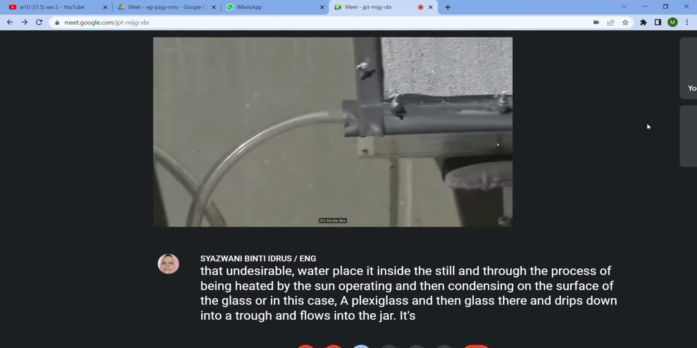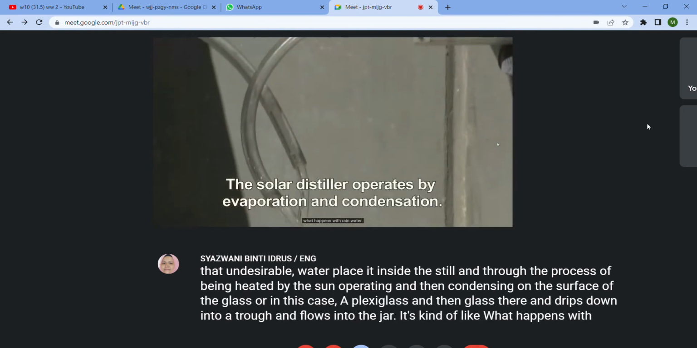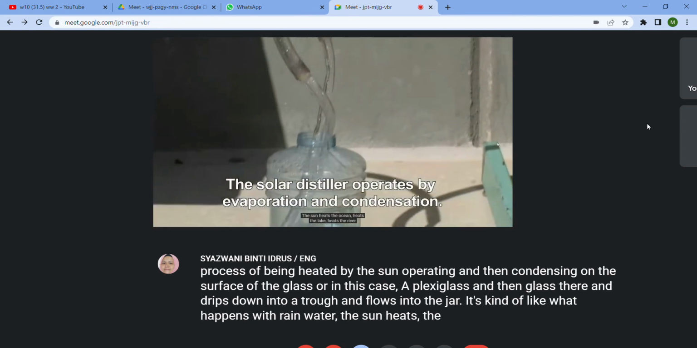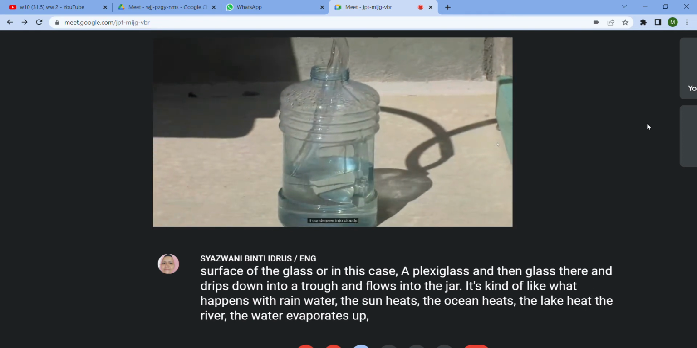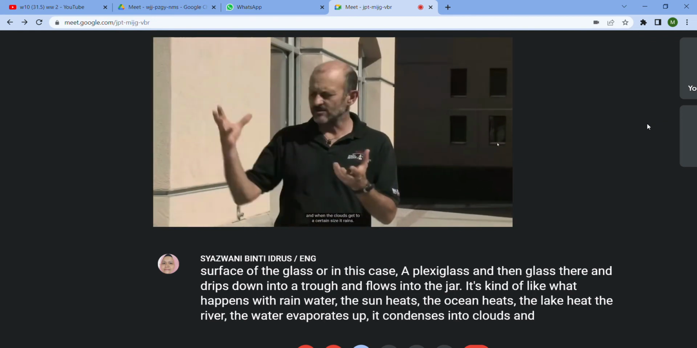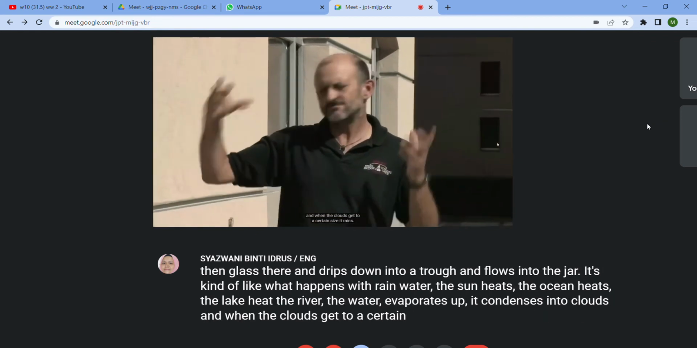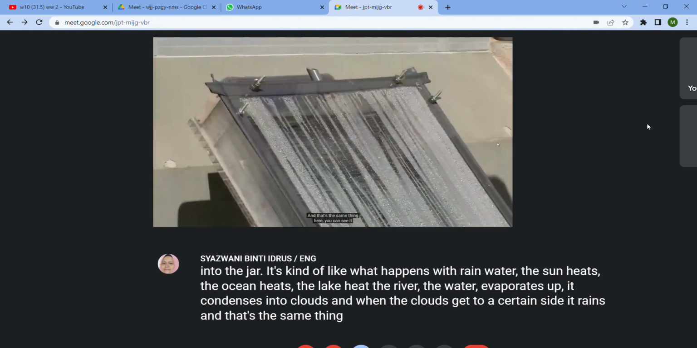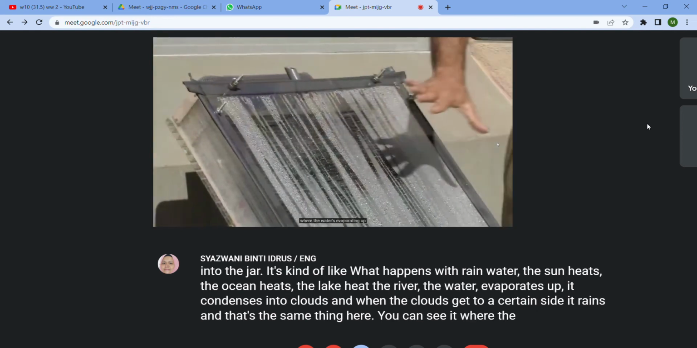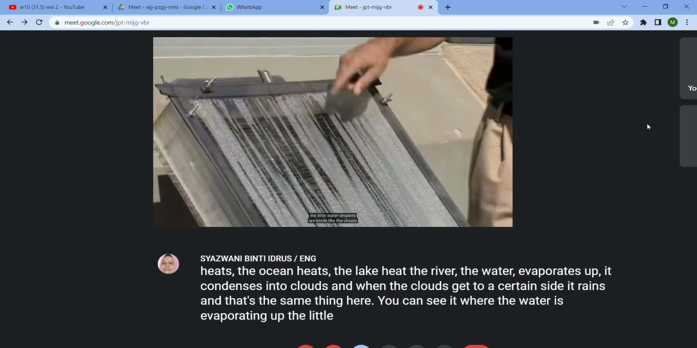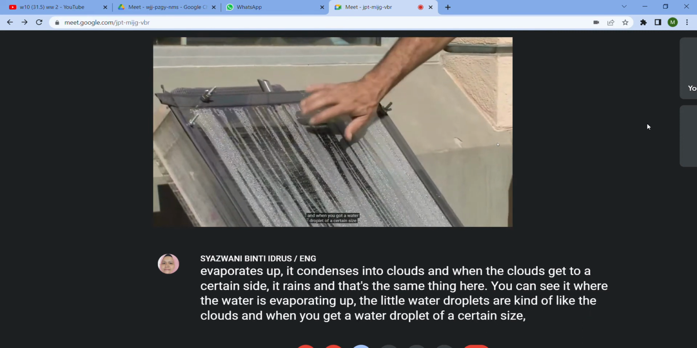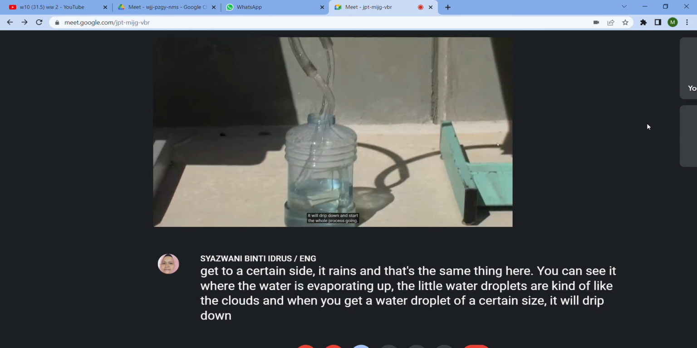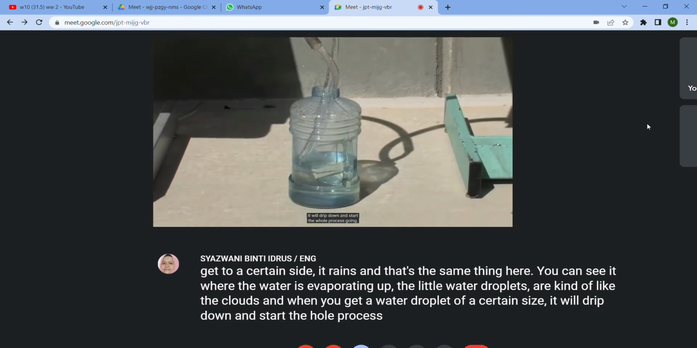It's kind of like what happens with rainwater. The sun heats the ocean, heats a lake, heats a river, the water evaporates up, it condenses into clouds, and when the clouds get to a certain size, it rains. And that's the same thing here. You can see it where the water's evaporating up, the little water droplets are kind of like the clouds, and when you get a water droplet of a certain size, it will drip down and start the whole process going.